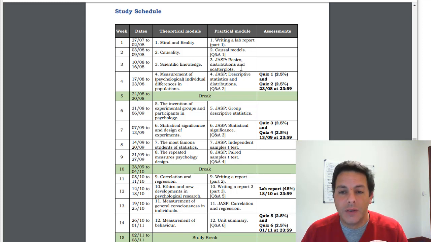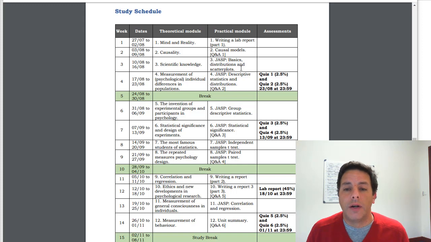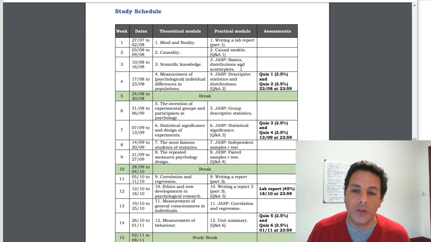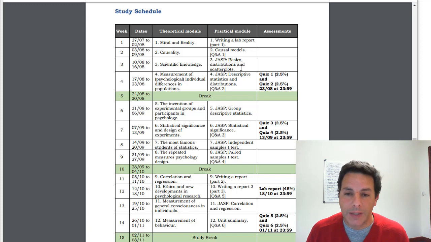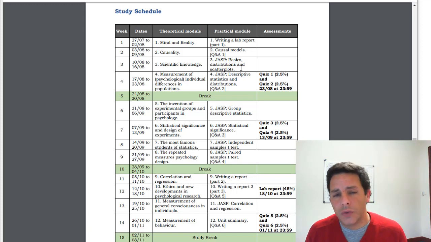And then in week 3 we are going to start using JASP, which is the statistical software that we're going to use for this unit. This is a free statistical software. This is a change I introduced in all the units in psychology. In all the statistical units in psychology, we are now using JASP instead of SPSS, which is an expensive software. So I introduced this idea of using JASP. It's free, it's very versatile, it has a lot of capabilities, and it's easy to use.